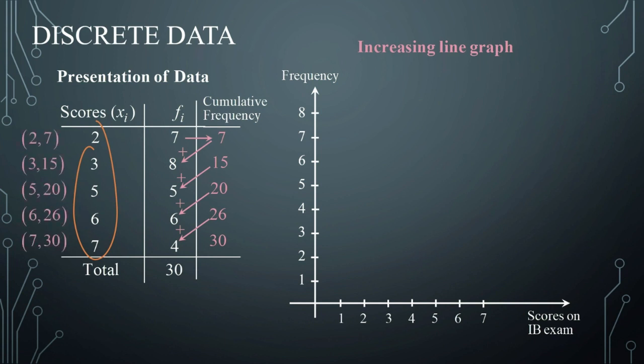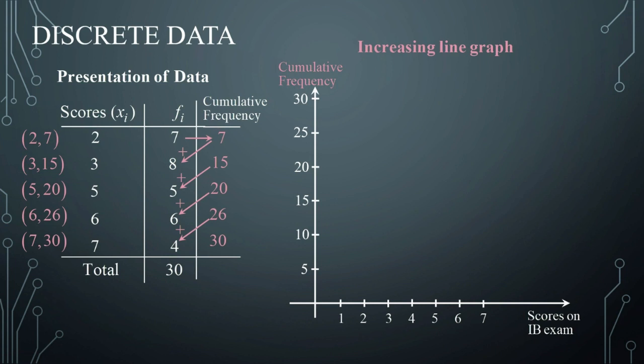And again, we plot the points, taking the scores for x, but this time the cumulative frequency for y. And for that, I change the y-axis to take the cumulative frequency, adjust its scale to accommodate for the y values I need, and then plot the points. And again, connect them with the line segments.